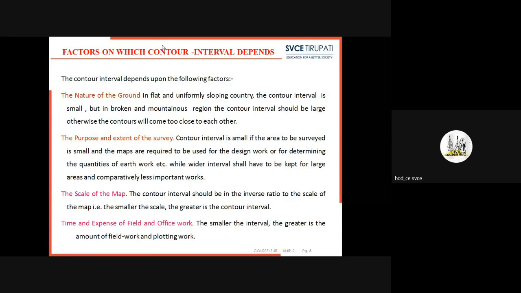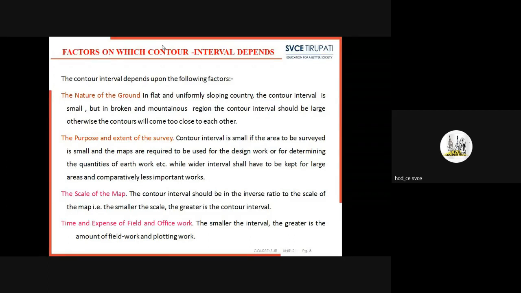And next, the purpose and extent of the survey. As we do our surveying in our laboratory, that is different compared to practical conditions, as when we lay a road, right? It depends upon the survey. If you are doing it in your laboratory for practice work, it may differ compared to practically implementing the section. That means the purpose is a must and should.